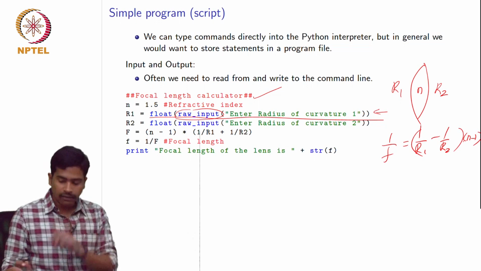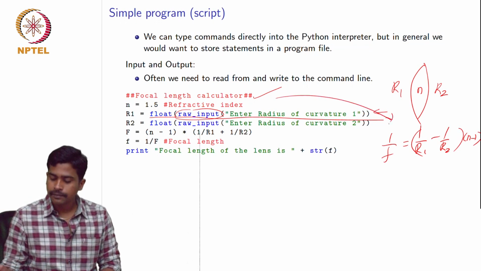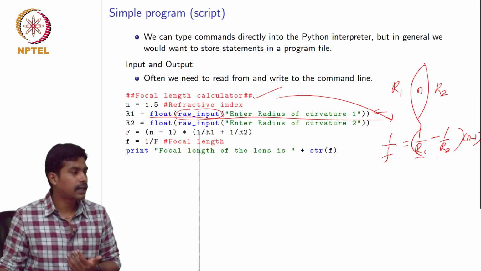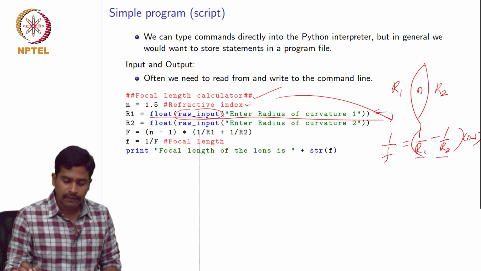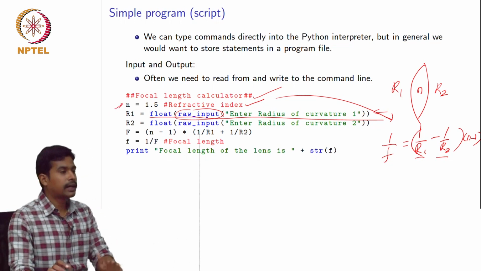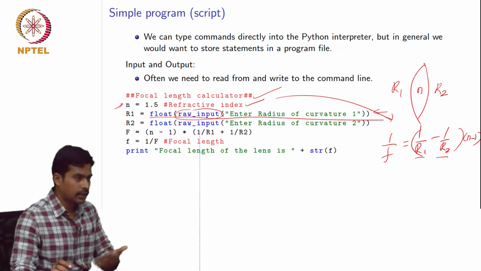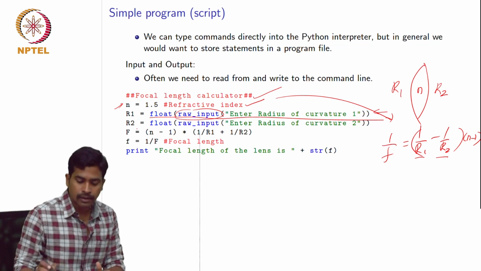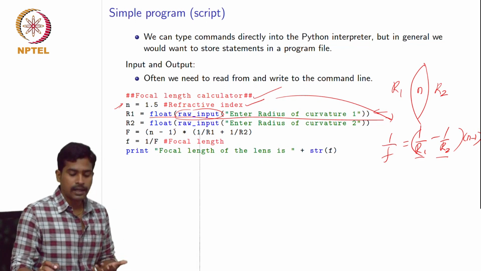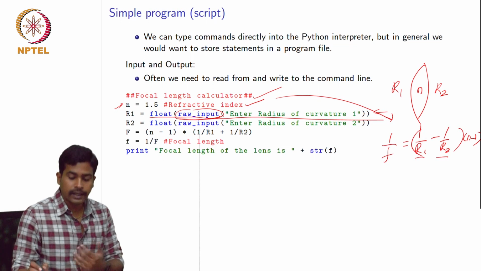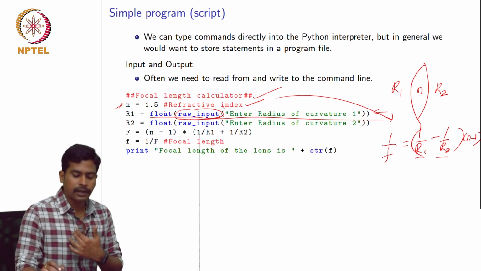Now we are writing a program to calculate the focal length, given the values of radius of curvature 1 and radius of curvature 2. In the first line we have declared the refractive index n to be 1.5, and we are keeping this value constant and not taking it from the console. But we want to take the radius of curvature from the console. We know that the radius of curvature can be a float value, so whatever we receive from raw_input will be converted into float.